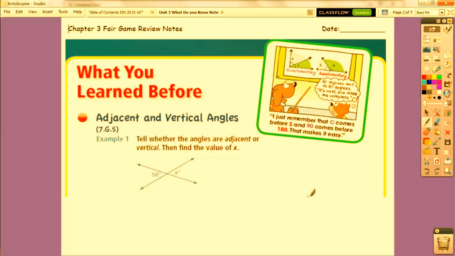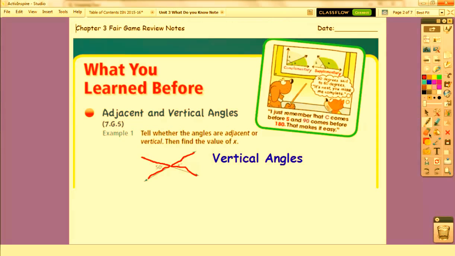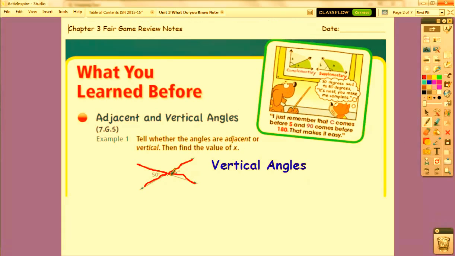Example 1 says tell whether the angles are adjacent or vertical, then find the value of x. So we're looking at these two angles. This angle has a 50-degree value in it. This angle has a value of x. Now these two angles are across from each other, so that is how we know they are vertical. And the other thing, you can kind of see they both make a V and they point towards each other. That might help some of you to tell they're vertical.